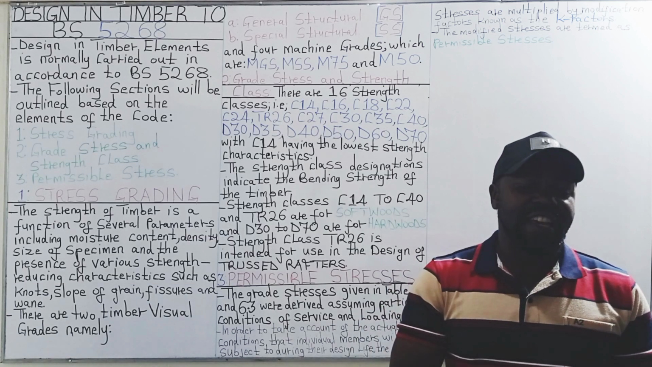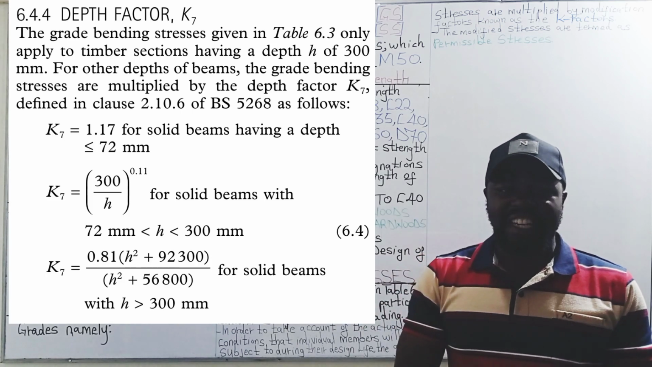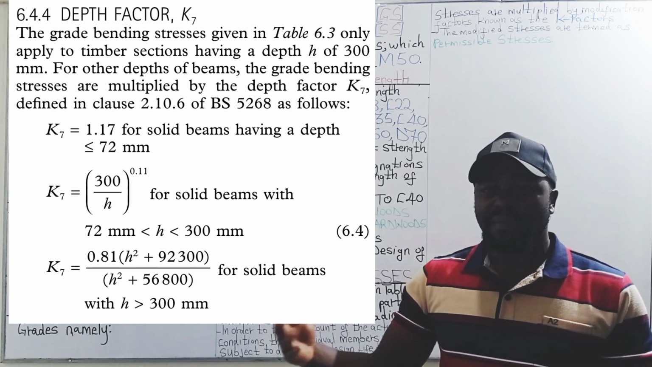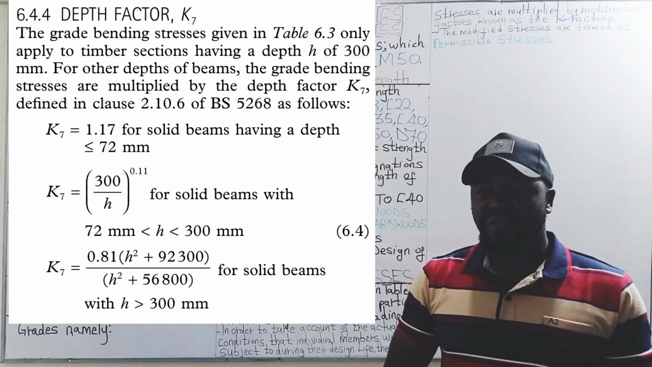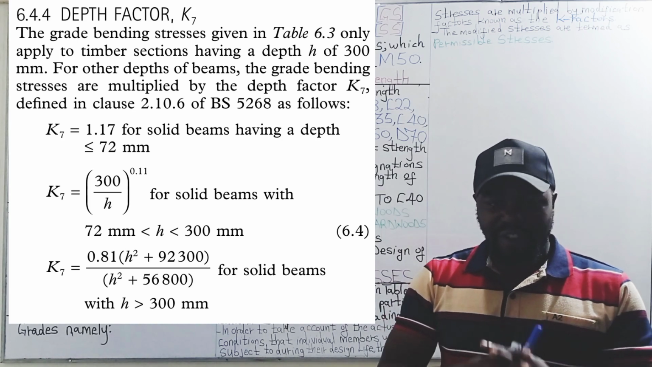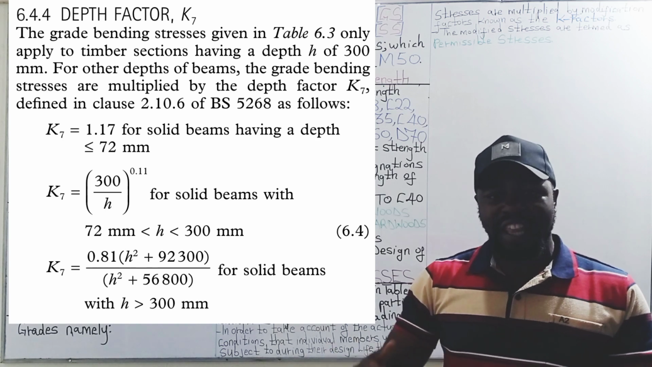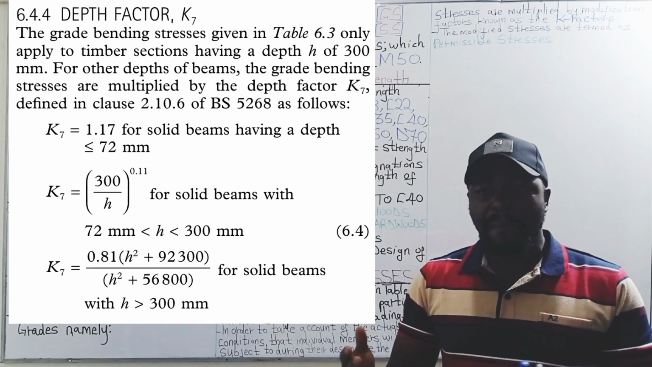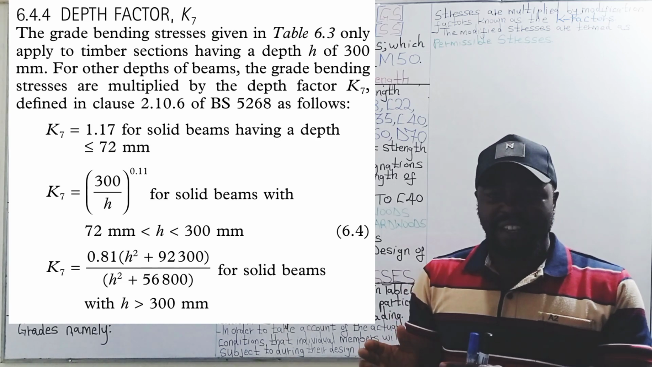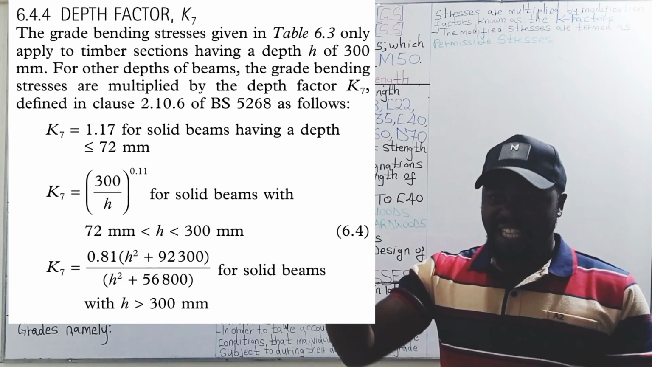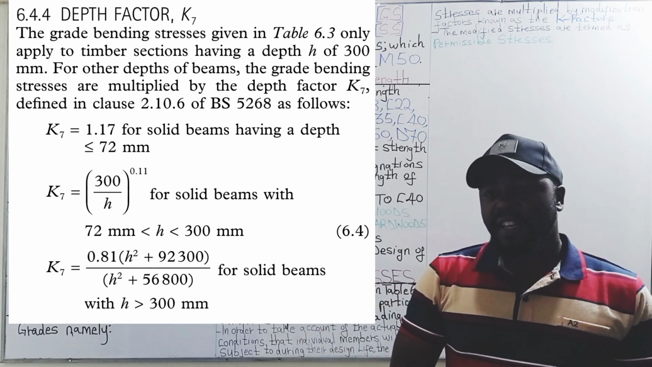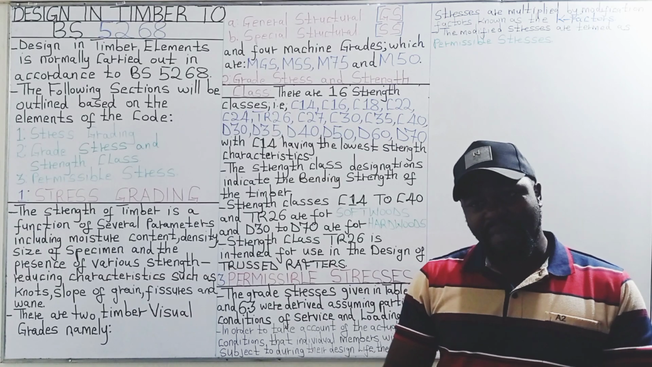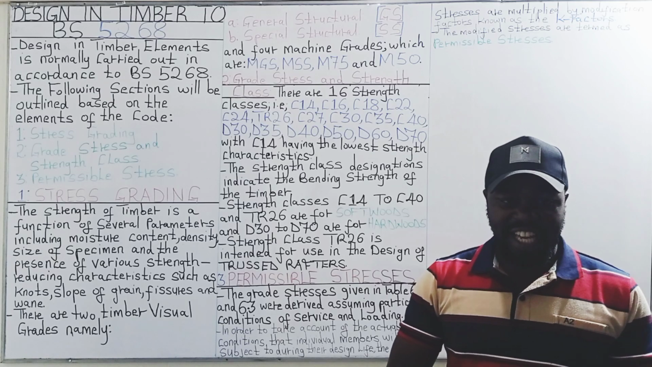Then the fourth K factor is the depth factor, that is K7. And in this case, the grade bending stresses given in table 6.3 only apply to timber sections having a depth H of 300 millimeters only. For other depths of beams, the grade bending stresses are multiplied by the depth factor K7, which is defined as given by the underlying formulas.